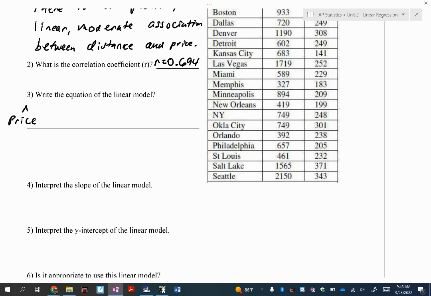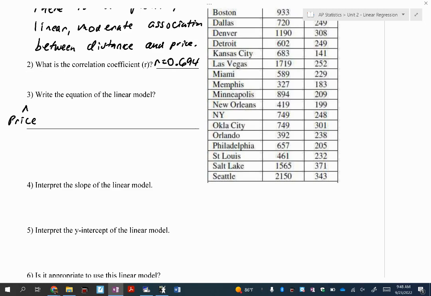The reason you put the hat on is because this means predicted. We're going to predict prices. I mentioned that if I plugged in the mileage to fly to Houston, it would spit out a price. Is that the actual price? Probably not. That's what the model is predicting it would cost.